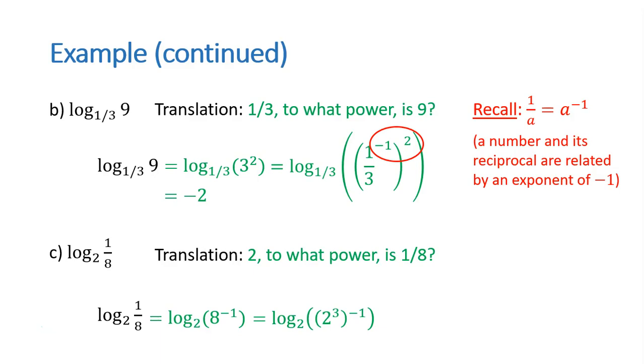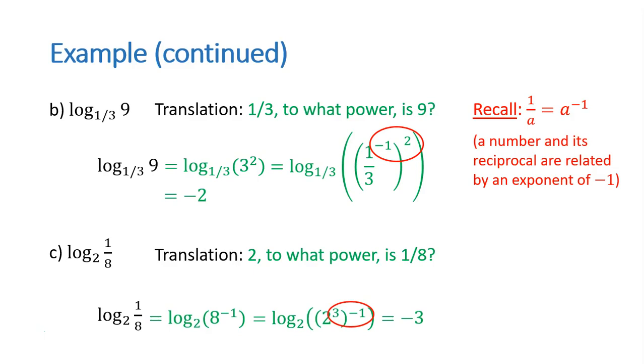Now everything is in terms of the same base, so it's log base 2, and then in parentheses I have a base of 2 with a couple exponents. Power to a power, we multiply the exponents. So I multiply my 3 and my negative 1. So the answer to my question, 2 to what power is 1/8? The answer is negative 3. So 2 to the negative 3 power gives me 1/8. So negative 3 is the answer to my question. It's the answer to our problem.